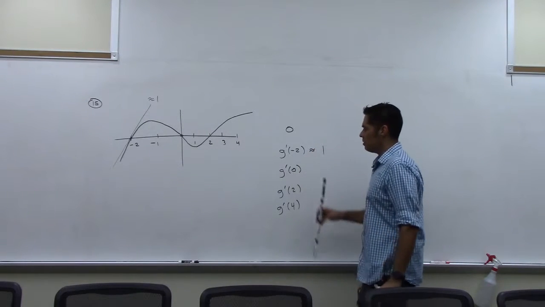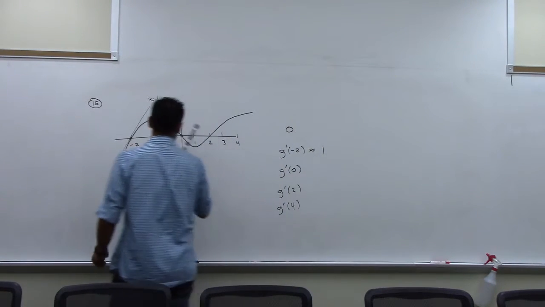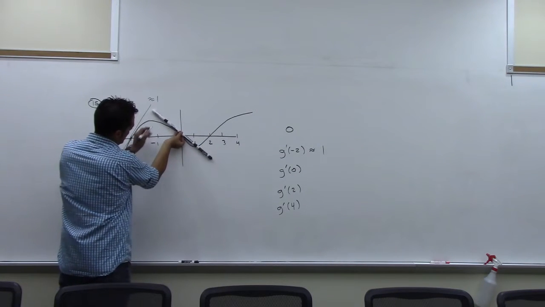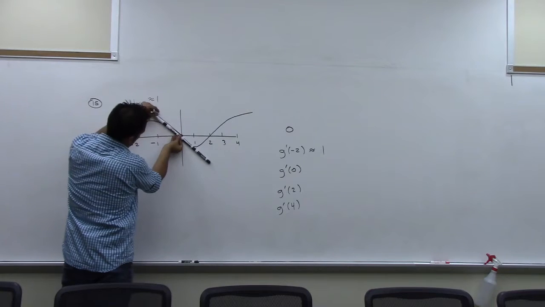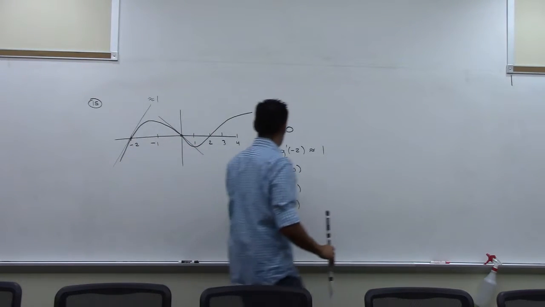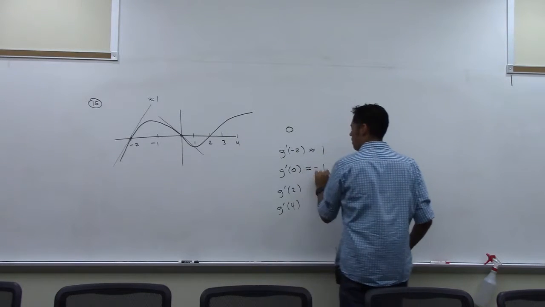All right, what about at 0? The derivative at 0. So I go to 0, and the slope of the tangent line there is going to have to pitch negative like this. Like that, I don't know. Looks close to -1. Yeah, approximately -1.